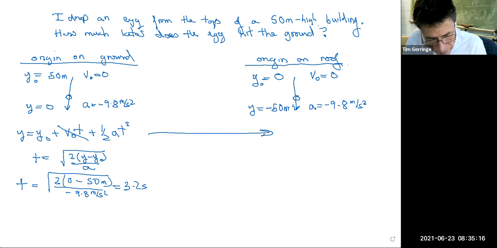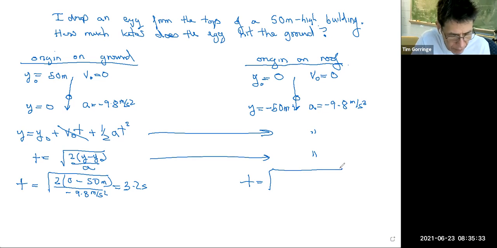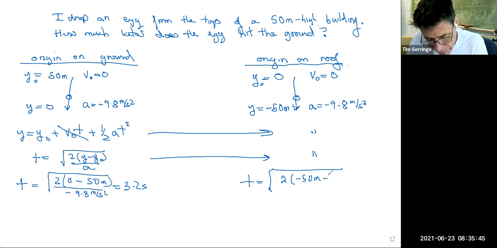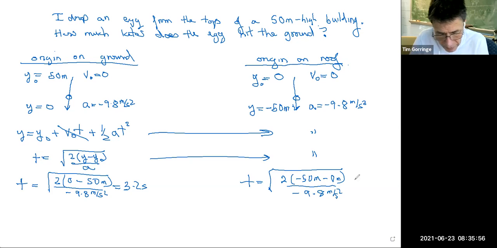We would use the same equation of motion, kinematical equation. I won't write that down again. We would rearrange it in the same way. And then we would just fill in the numbers for the initial, final locations and the acceleration as we did in the previous case. So it'll be 2 times the final position minus the initial position in the numerator divided by the acceleration, 9.8 meters per second squared in the denominator.